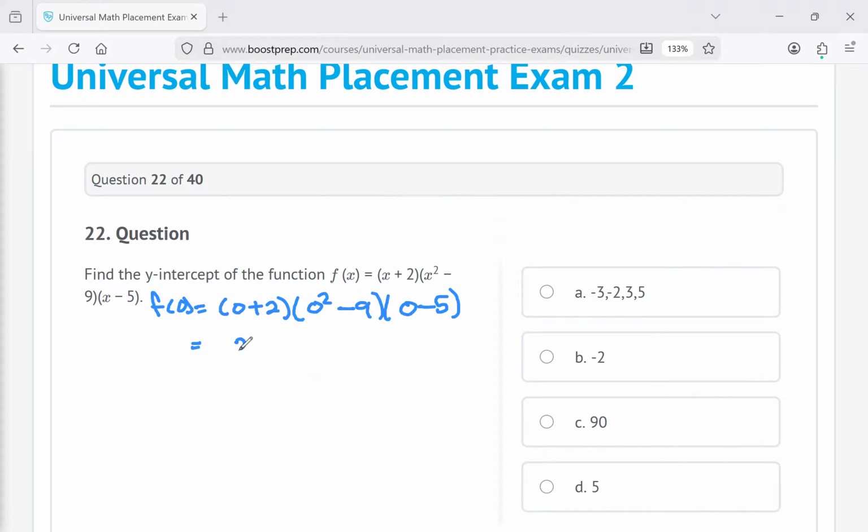0 plus 2 is 2. 0 squared is 0, minus negative 9. 0 minus 5 is negative 5. Okay, put it all together, you get positive 90. So letter C.